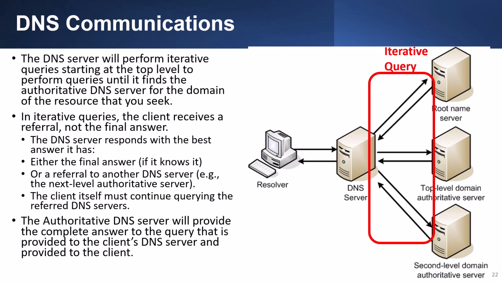The DNS server will perform iterative queries starting at the top level until it finds the authoritative DNS server for the domain of the resource that you seek. In iterative queries, the client receives a referral, not the final answer. The DNS server responds with the best answer it has, either the final answer if it knows it, or a referral to another DNS server, the next level authoritative server. The client itself must continue querying the referred DNS servers. The authoritative DNS server will provide the complete answer to the query, which is provided to the client's DNS server and then to the client.